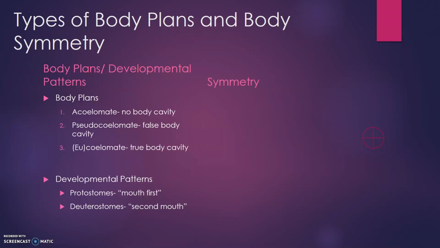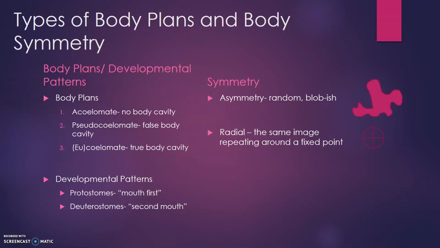Then, going into symmetry, there's asymmetry, which means that there isn't really any symmetry at all. The shapes are kind of random and blobbish, like you see there. Then there's radial symmetry. So that would be the same image repeating around a fixed point, like what you see with the circle divided into slices. More specifically, there's pentaradial symmetry, which is radial symmetry involving points of 5. You'll see that in the phylum Echinodermata, which we'll also get into later.